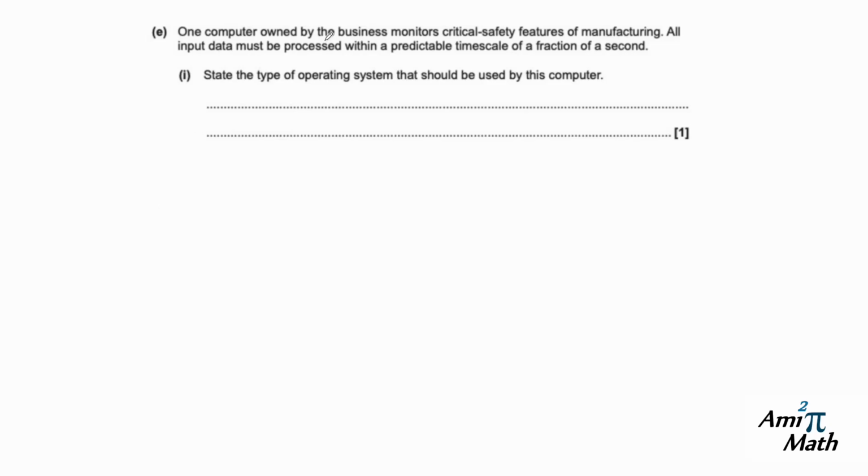One computer owned by the business monitors critical safety features of manufacturing. All input data must be processed within a predictable timescale of a fraction of a second. State the type of operating system that should be used by this computer. So with our knowledge of operating systems, we can say that this is saying critical safety features where data needs to be processed within a fraction of a second. So we know that that would just be a real-time operating system, as everything operates in real time.